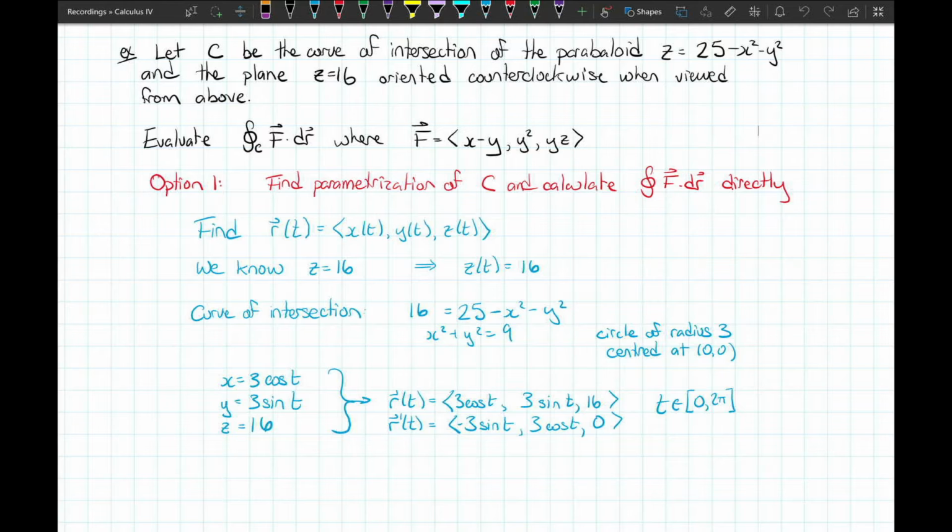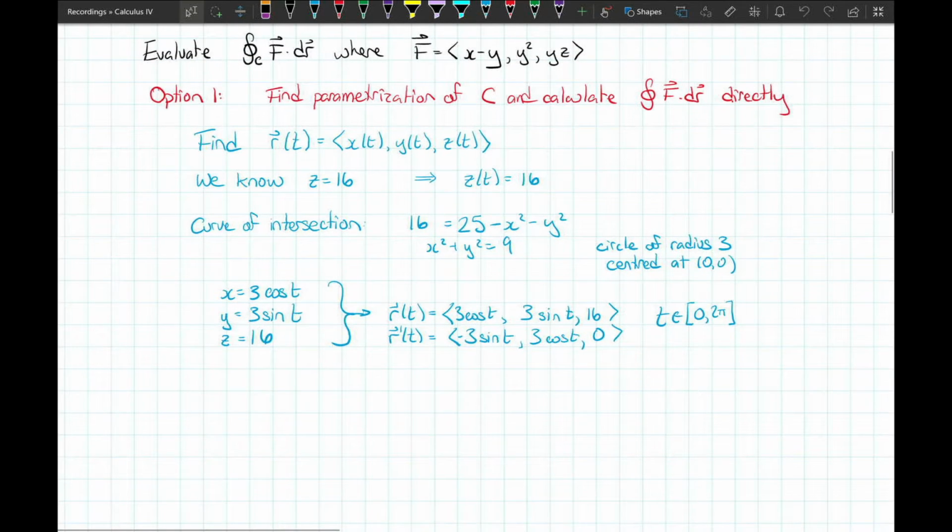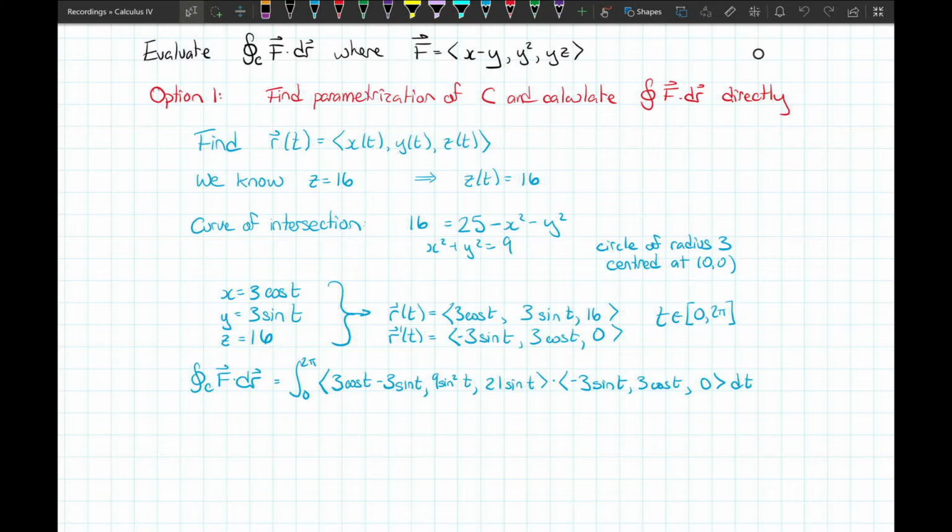And let's see just how bad this integral might be without using Stokes' theorem. The first thing we'll have to do, remember, is to plug our parameterization into the field. So x minus y is now 3 cosine t minus 3 sine t. y squared will be 9 sine squared t, and yz is going to be 21 sine t. We have to do the dot product of that and r prime.